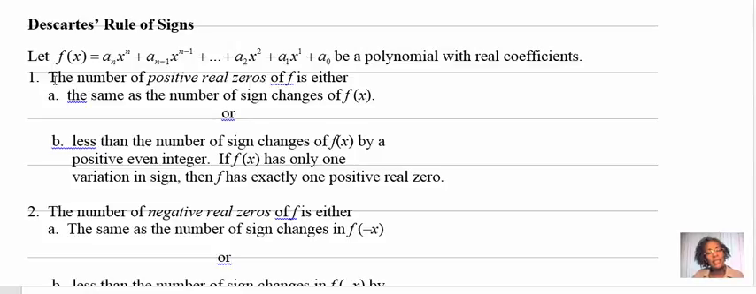So let's see what this says. It's a very interesting theorem. The number of positive real zeros of this nth degree polynomial is either the same as the number of sign changes of f of x, or less than the number of sign changes of f of x by a positive even integer. If f of x has only one variation in sign, then f has exactly one positive real zero.